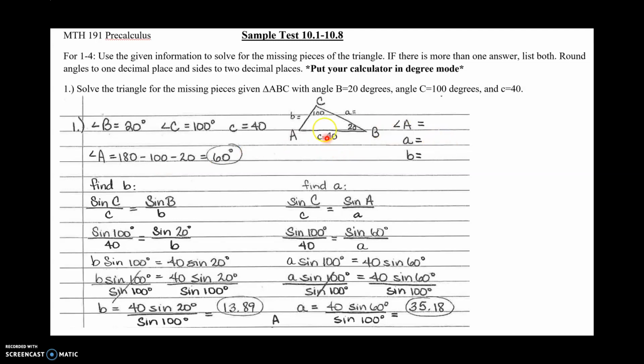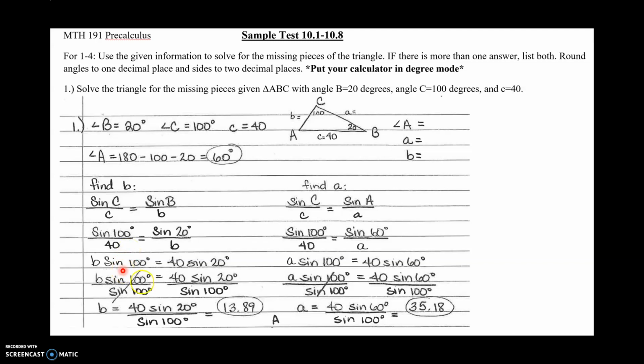I'm going to go back to the given pair, so I'm going to say the sine of angle C is to little c as the sine of angle B is to little b. So sine of C is to c as sine of B is to b, and let's plug in what we know. We know angle C is 100, side c is 40, angle B is 20, and we're trying to find side b. So let's cross multiply, and so we'll get b times the sine of 100 is equal to 40 times the sine of 20.